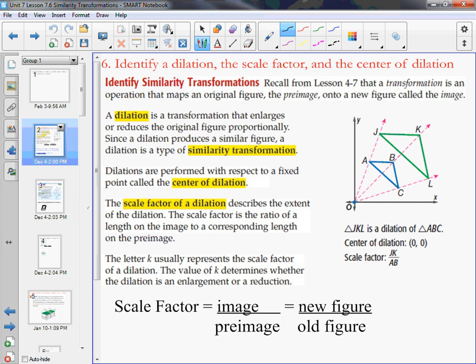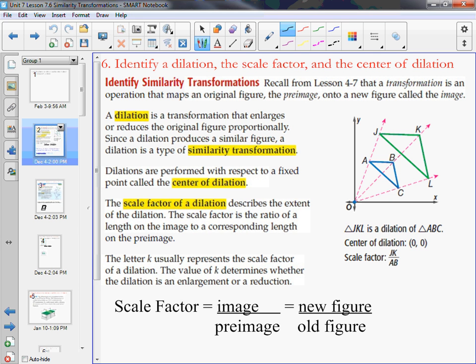The dilation is when we shrink or enlarge. So we will reduce or enlarge a figure. The resulting image will be similar to the pre-image, not congruent to the pre-image. So on page 505, we have some definitions you need to know. A dilation is a transformation that enlarges or reduces the original figure proportionally. That's how you get the similar figures. The sides are proportional. Since a dilation produces a similar figure, a dilation is a type of similarity transformation.